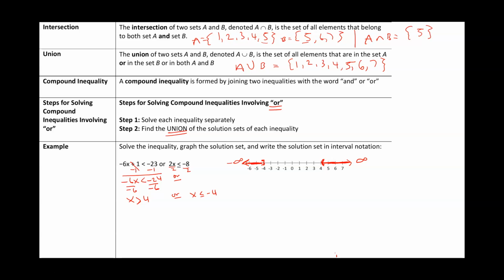Now for a union, we include anything that is graphed, anything that is shaded as part of our solution set. So we graphed or shaded the numbers from negative infinity to negative 4. We include those. We also shaded the numbers from 4 to infinity, so we include those. And because these are disjoint solution sets, we join them by using the union symbol. This tells us that our solution set could be any number between negative infinity and negative 4, or any number from 4 to infinity, but not including 4.